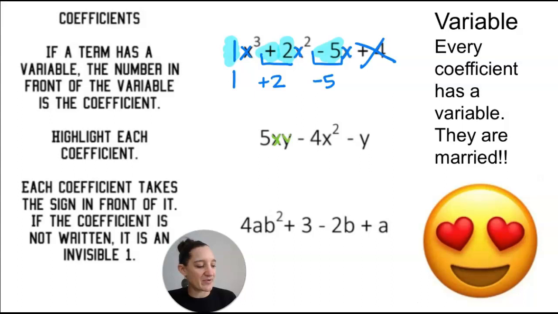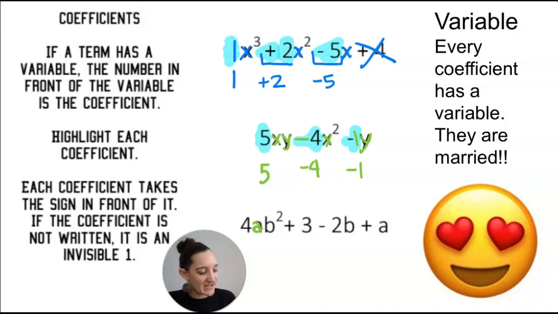Here's some more variables. Okay, so that means that the coefficients are in front of it. There's a 5, a negative 4, and a negative nothing, aka negative 1. So the coefficients here are 5, negative 4, and negative 1.